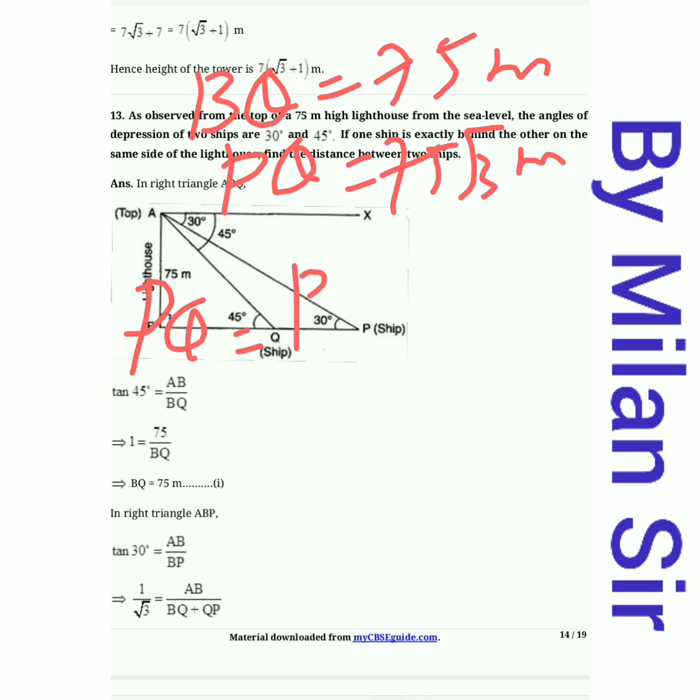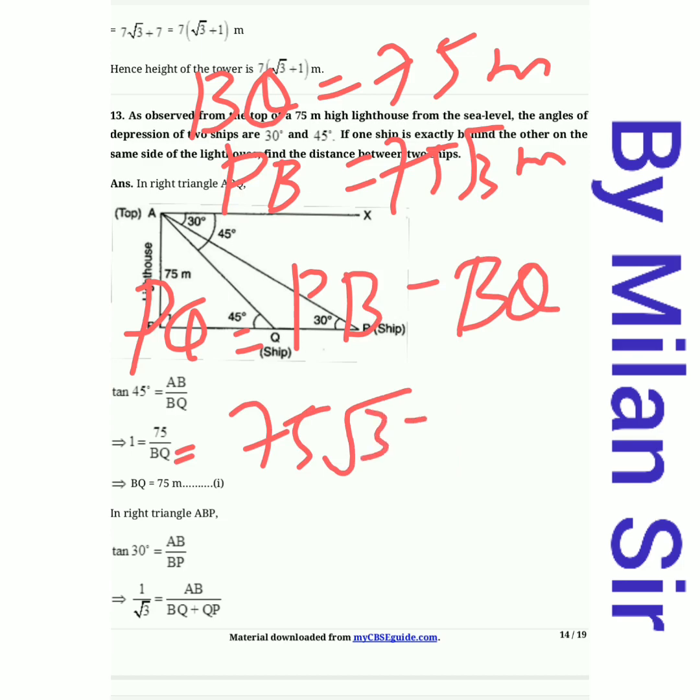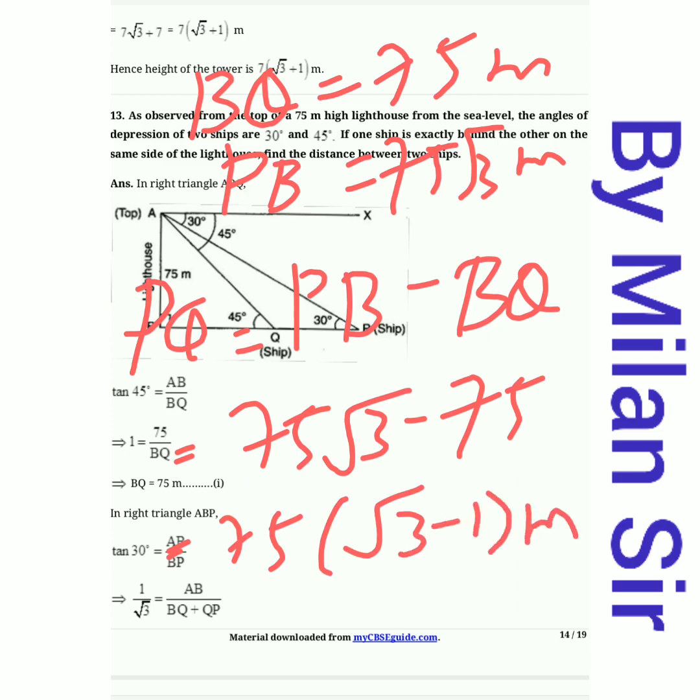Now PQ, the distance between the two ships, PQ is equal to, sorry, here PB is there, not PQ. So PB minus BQ. PB is 75 under root 3 minus 75. 75 common. So in bracket, under root 3 minus 1 meters. This is our final answer. Right? Distance between the two ships is 75 under root 3 minus 1 meters. Here under root is present, but it is in the numerator. So this is our final answer. No need to rationalize it. Okay.